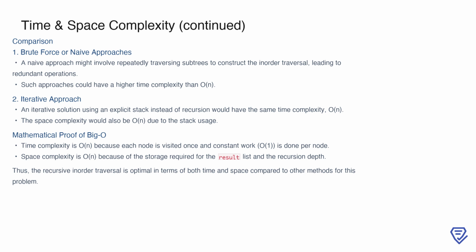Finally, the O(n) time complexity of the recursive solution is derived from the fact that each node is visited exactly once, with O(1) work done per node, which aligns with the mathematical definition of big O. Similarly, the space complexity of O(n) is due to the combined storage requirements of the result list and the recursion depth. Overall, the recursive Inorder traversal is optimal in terms of both time and space for solving this problem.